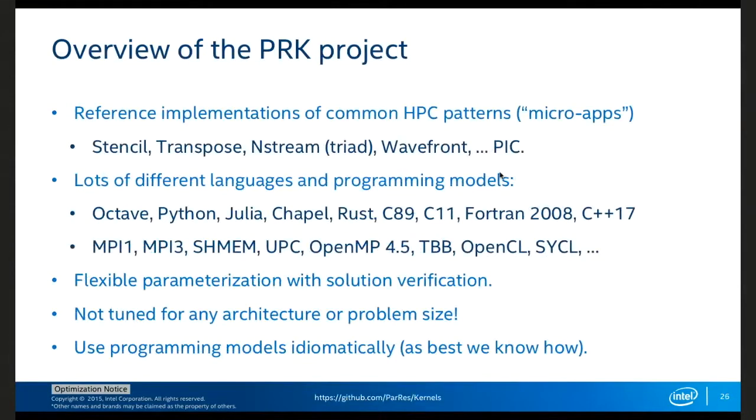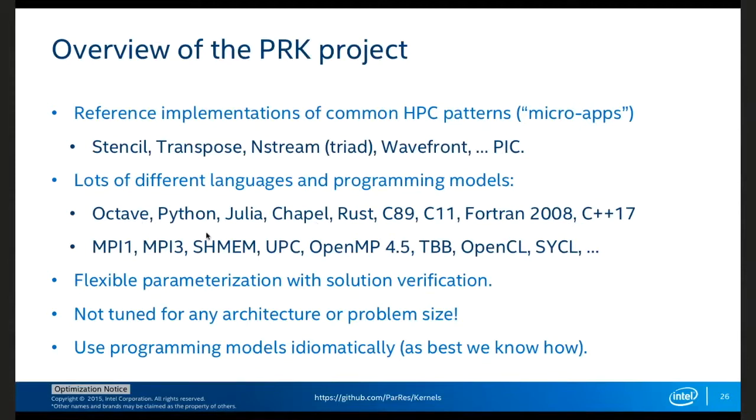So Parallel Research Kernels is something I work on quite a bit, so I just want to give a brief overview. It's an implementation of some HPC patterns. It's sort of smaller than a mini app. It's more of a micro app. We have a stencil kernel, transpose, a derivative of stream triad, then something wavefront, and all the way out to a particle-in-cell proxy. It's not a particle-in-cell code. It's just a code that does the same things at a low level.